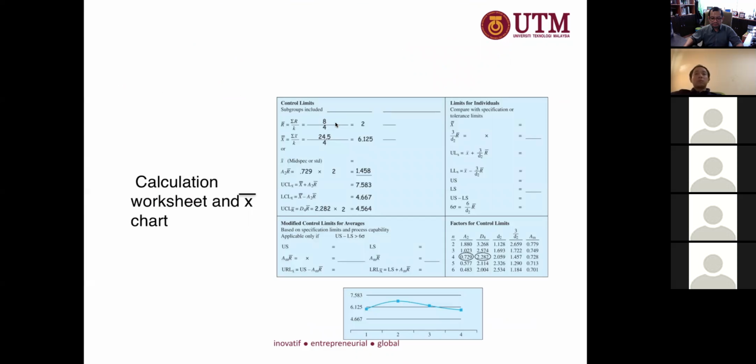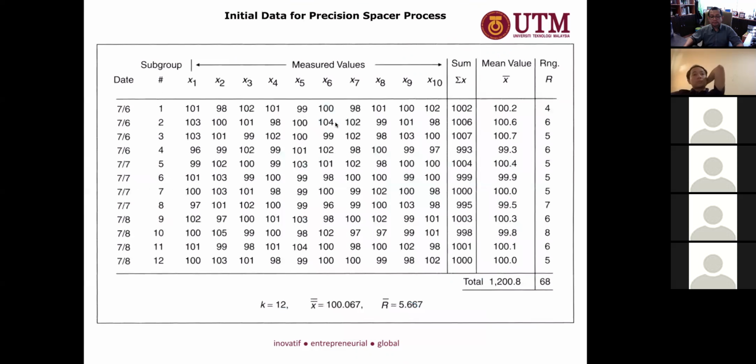Okay, this is about the example just now. This is how to calculate the upper limit, lower limit, and so forth. I've shown you before. So let's do some exercise.